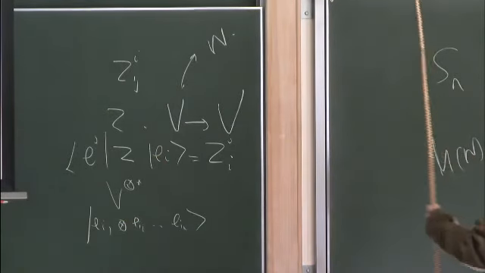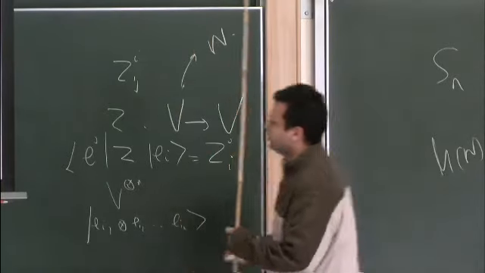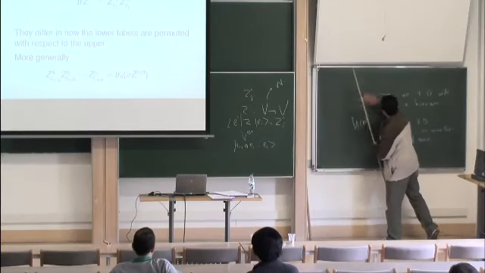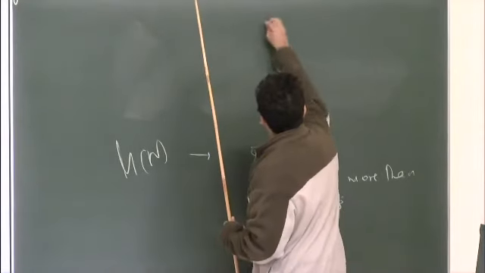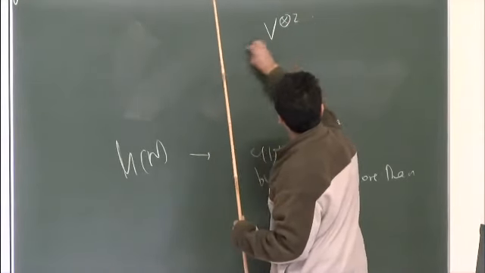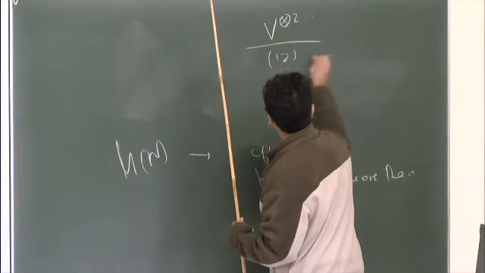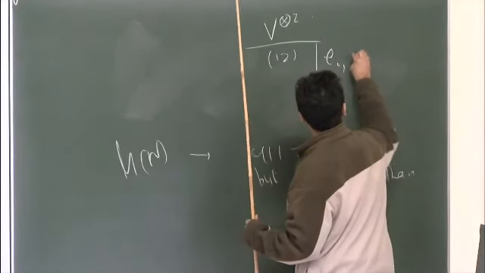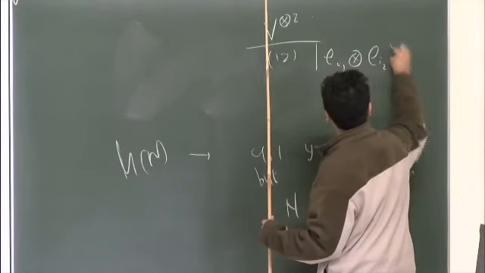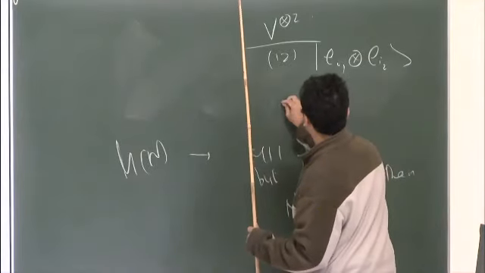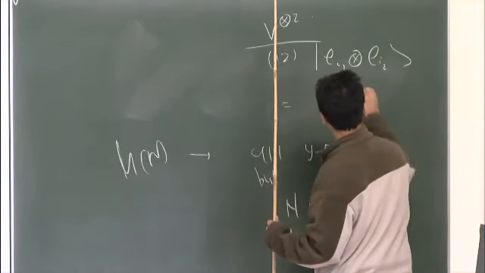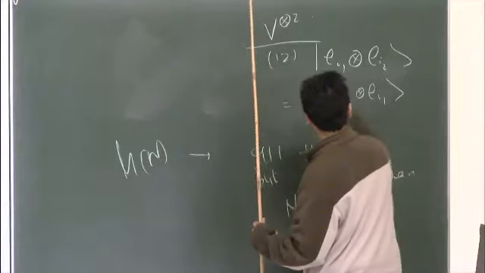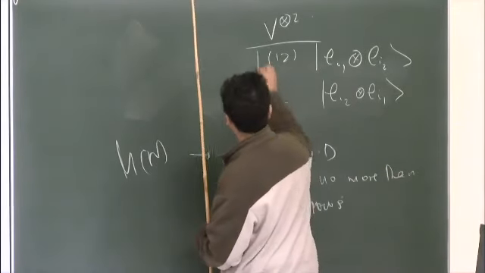And also in that space we have an action of permutations. So for example, if I have V tensor square, I have the (1 2) permutation, and it acts on this thing by just permuting it. Whatever is in the second puts it in the first. And I can calculate its matrix elements.